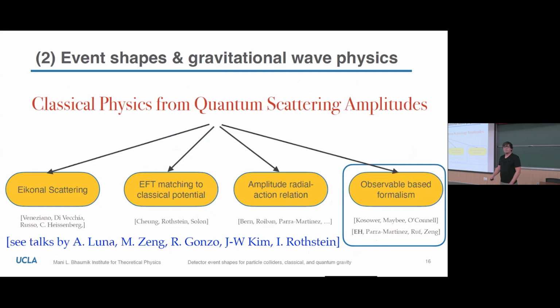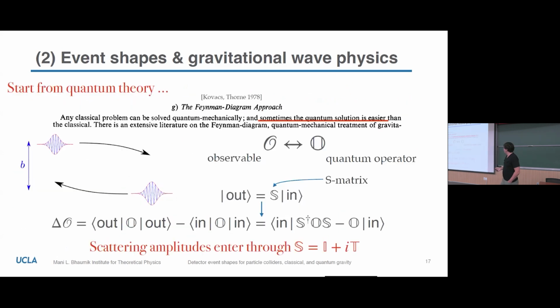There have been many tools developed for how we can extract classical observables from quantum scattering amplitudes, and we've seen many talks in this conference. I just listed a couple of them. There are also worldline methods that I apologize I haven't listed here. But I want to focus on one particular setup, this Kosower-Maybee-O'Connell framework, the KMOC observable-based framework. We've already seen this also in Ricardo's and maybe also Mao's talks.